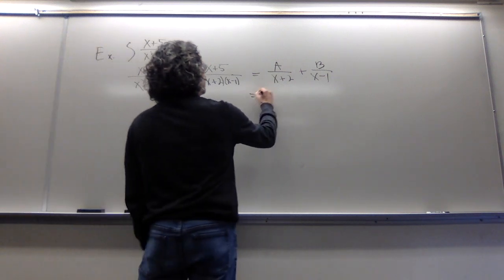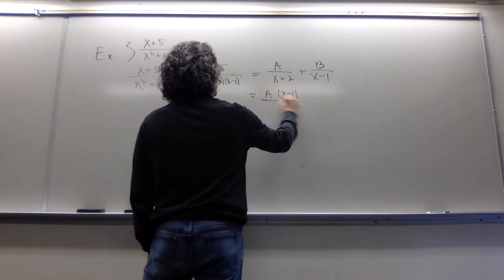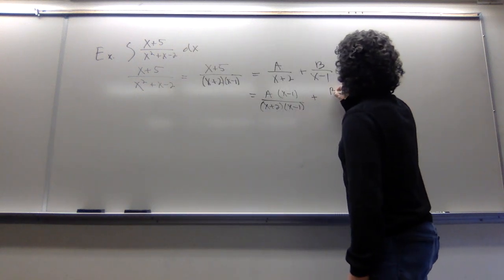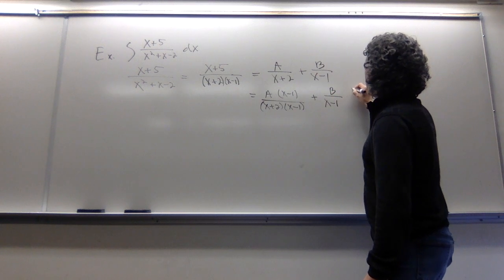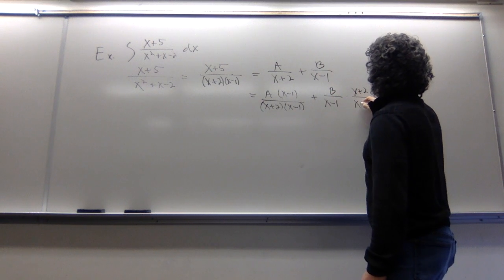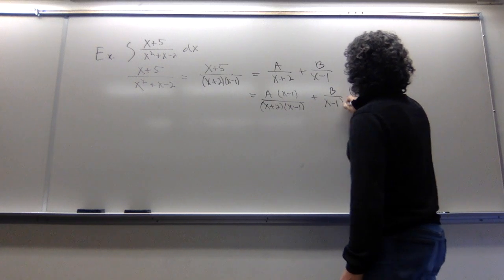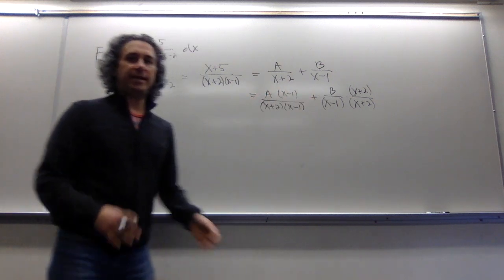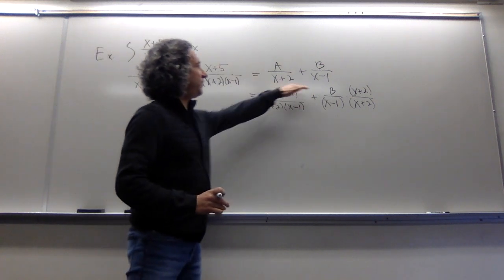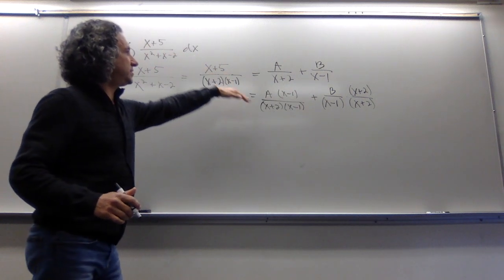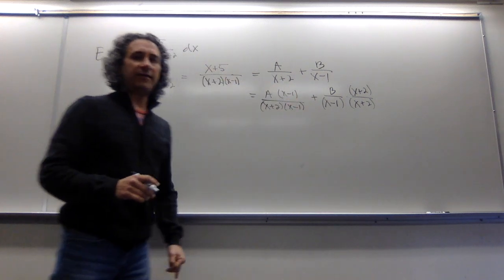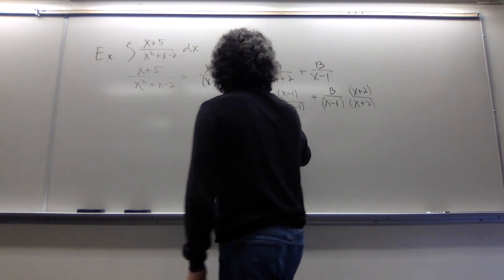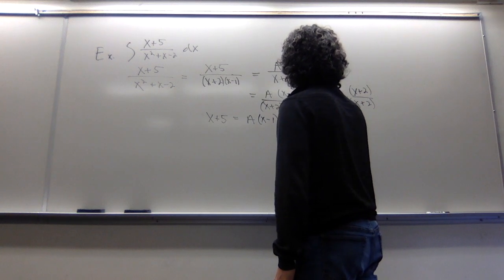In other words, this is the same thing as a times (x minus 1) over (x plus 2) times (x minus 1), plus b times (x plus 2) over (x minus 1) times (x plus 2). In other words, the least common denominator is (x plus 2) times (x minus 1), and I just gave each of these what they needed. Well, again, my goal is to find the a and the b. For this to be true, the numerators would also have to equal each other. So let me set x plus 5 equal to a times (x minus 1) plus b times (x plus 2).